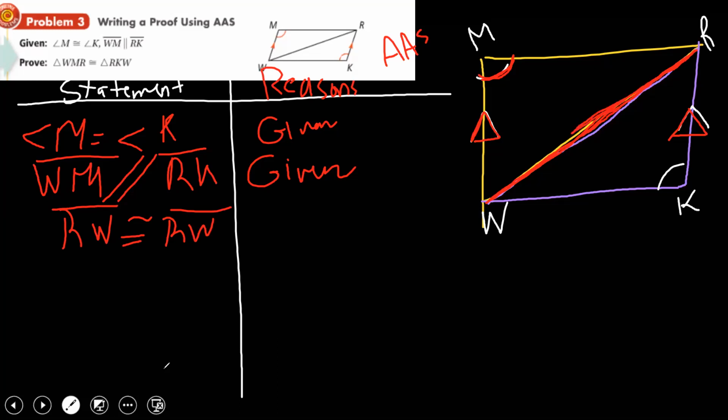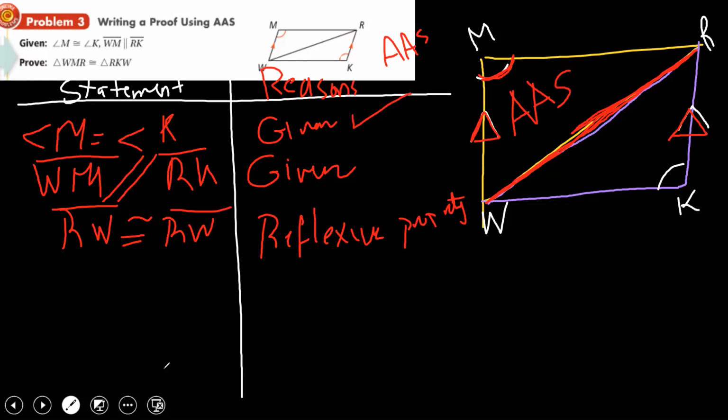Why? Because of the reflexive property of congruence. Yes. So now I want AAS. So I proved one angle and I proved the non-included side. I want now to search for an angle that is congruent. Is it clear? Angles congruent, it is given. And a side, I found a side that is congruent. But now I need another angle.